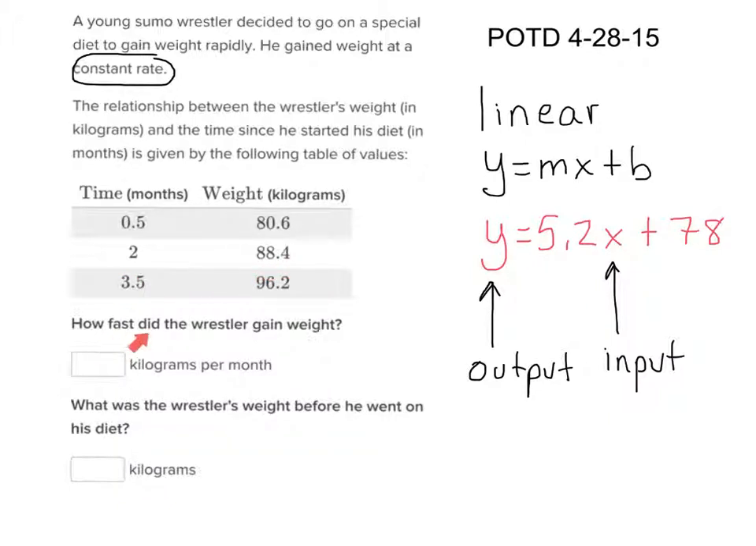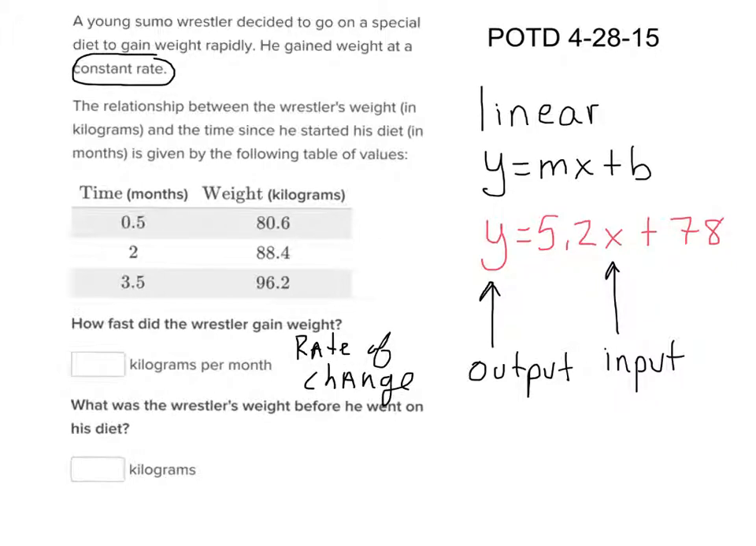Now they want to know, how fast did the wrestler gain weight? Well, let's go back to what I said. What does 5.2 mean in this problem? This is the slope, and slope is rate of change. They're asking, how fast did the wrestler gain weight? So they want to know the rate of change of his weight, right?